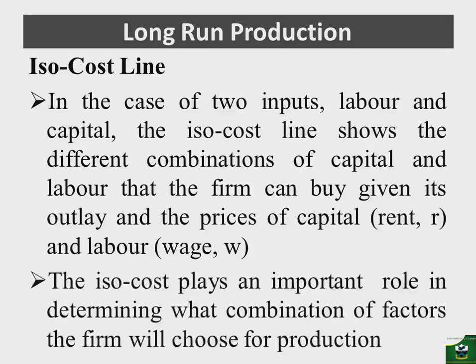So the ISO cost plays an important role in determining what combination of factors the firm will choose for production. Given the capital and the labor, and given the prices of these inputs, the ISO cost line will give us the different combinations of capital and labor which will have the same cost. Now, in understanding the ISO quant of the firm, we will be able to bring the ISO cost and the ISO quant together and then determine the firm's equilibrium.